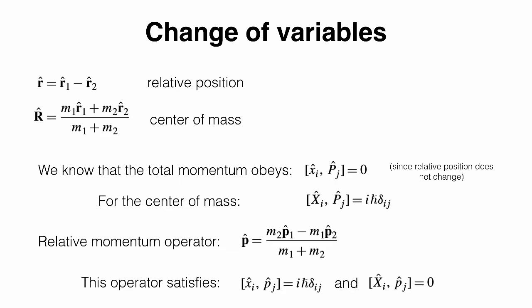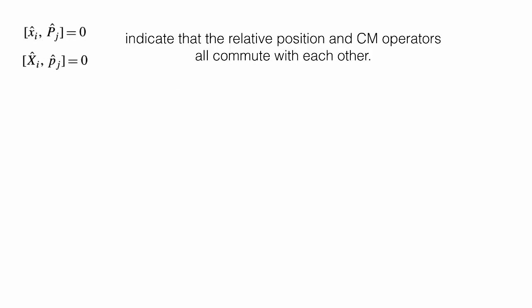So we have all those properties between the total momentum and also the relative position and the center of mass position. That's what we end up with. These particular two relationships that we have indicate that the relative position and the center of mass operators commute with each other. That's what we have here.